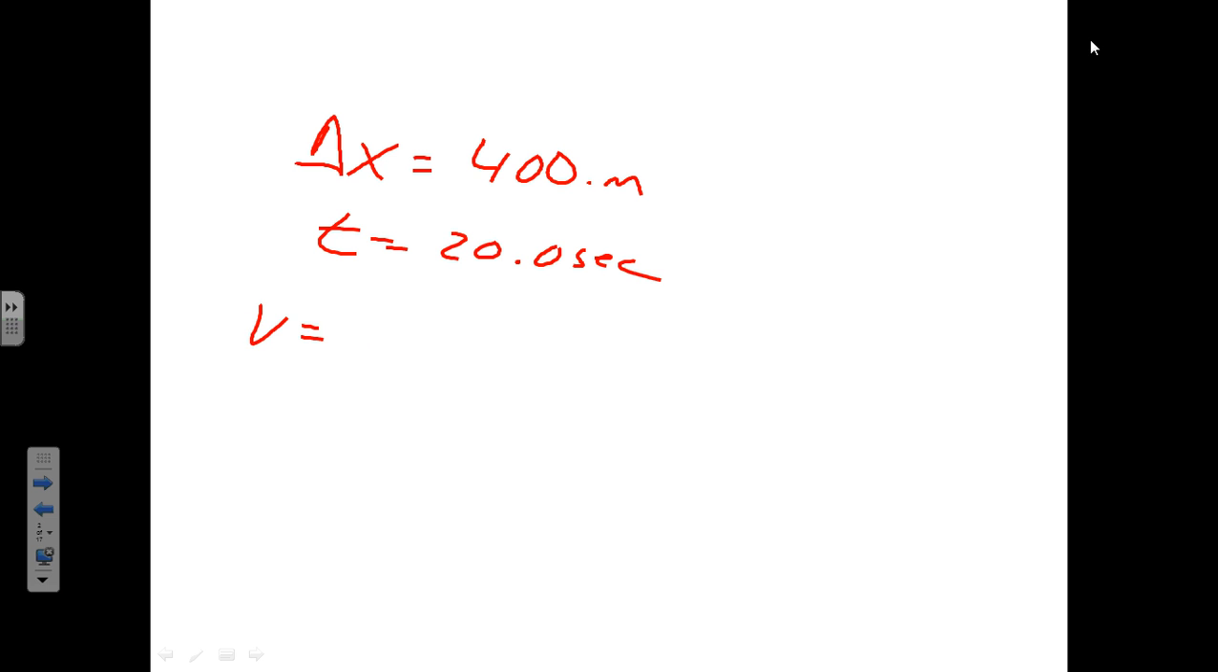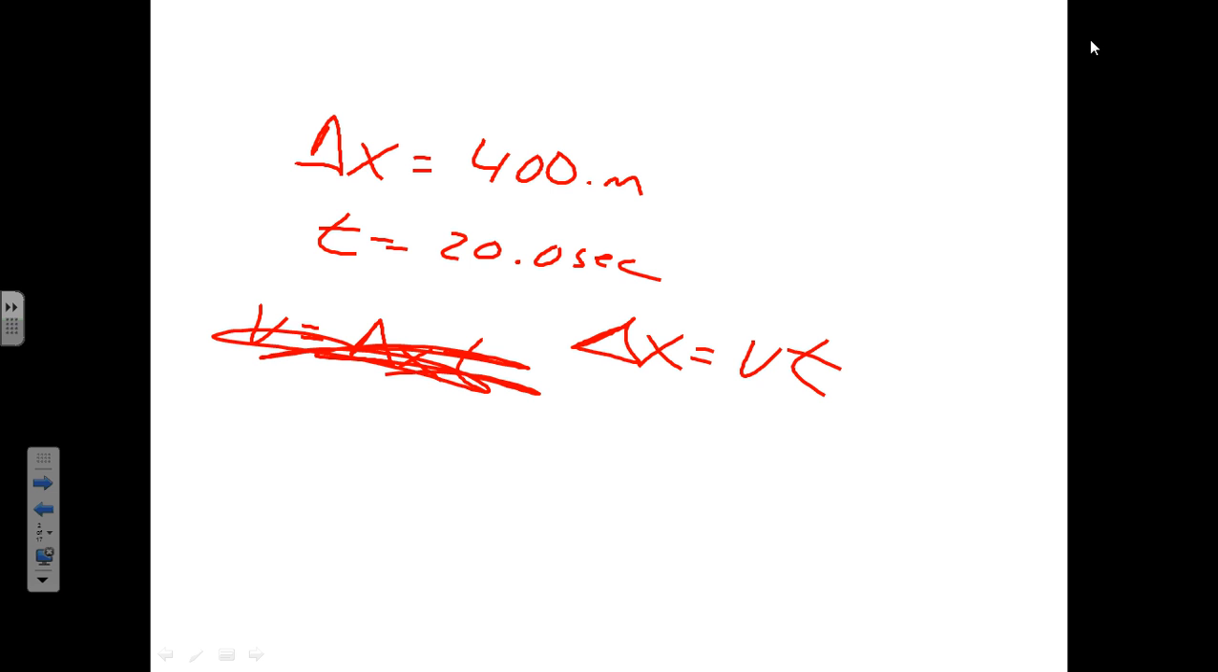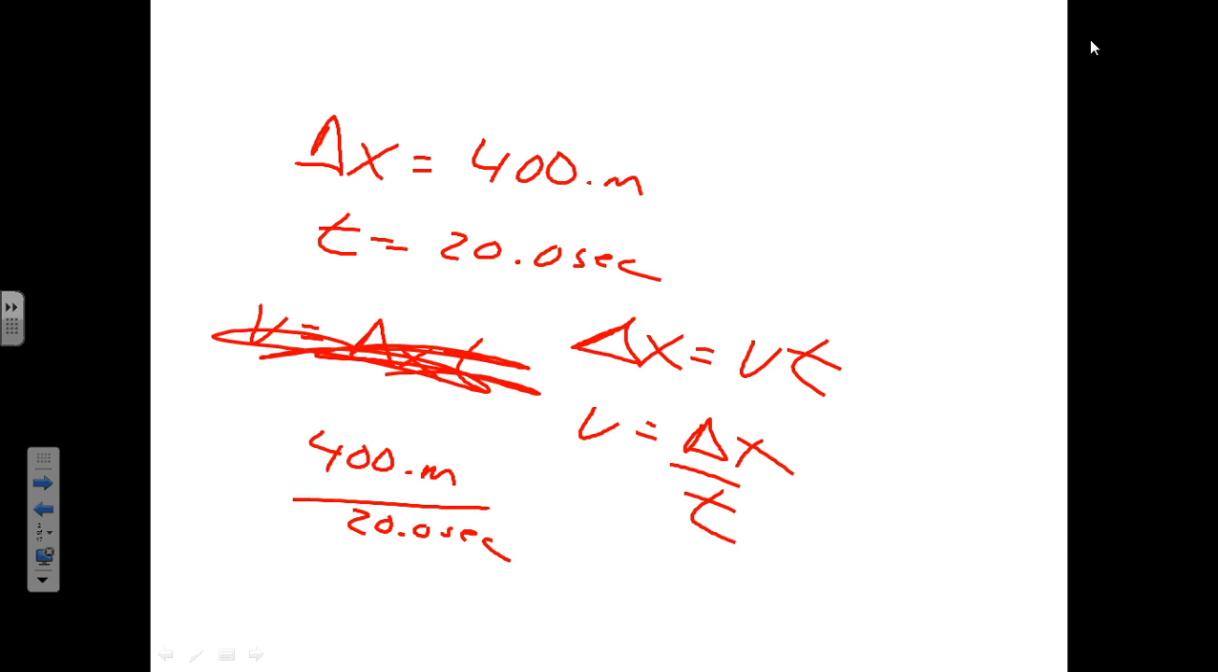And all we're going to do is just use one of our favorite equations. Delta x, I wrote that wrong. Delta x equals vt. And we want to solve it for v. So v equals delta x divided by time. So the guy's going 400 meters, and he's doing that in 20 seconds. So I'm hoping you figure out his velocity is 20 meters per second. 20.0 meters per second.